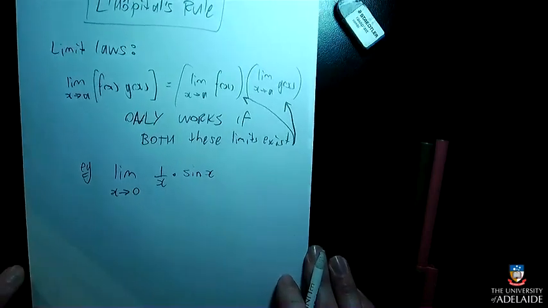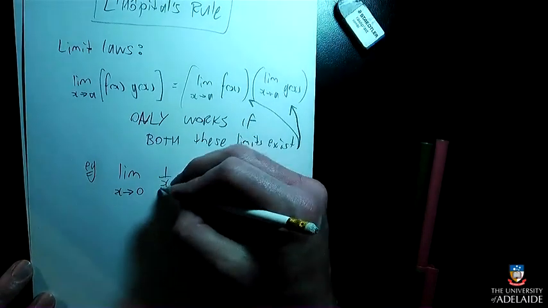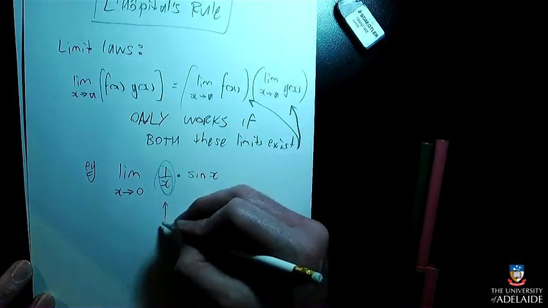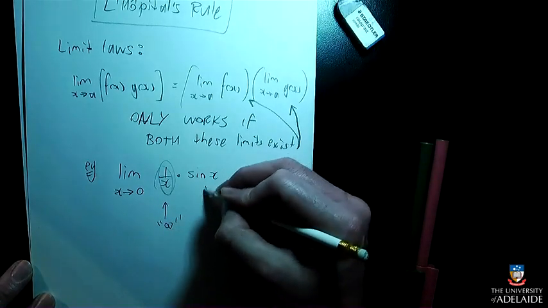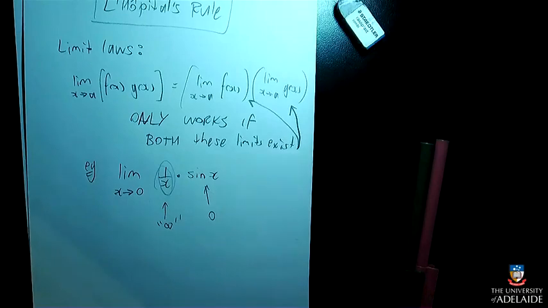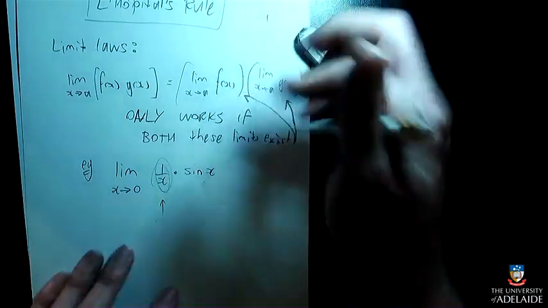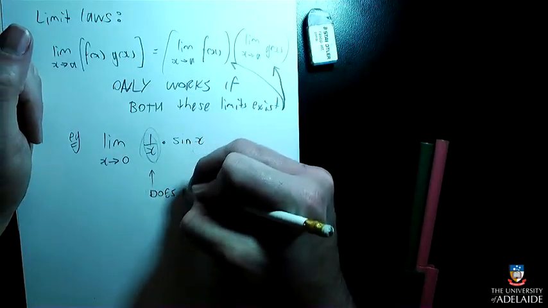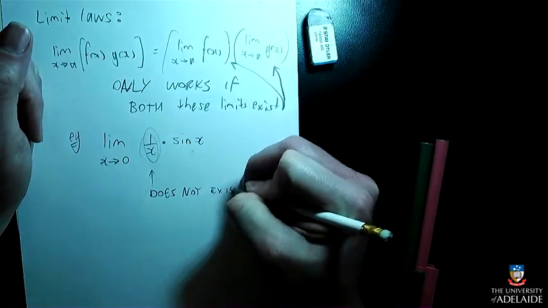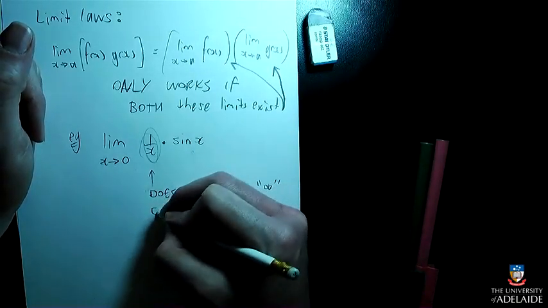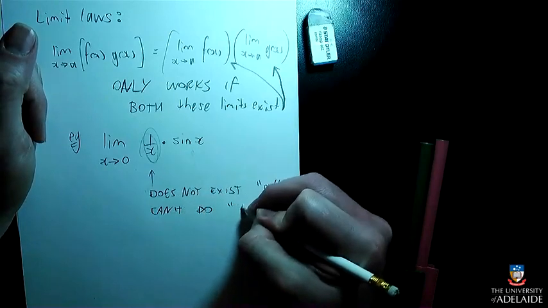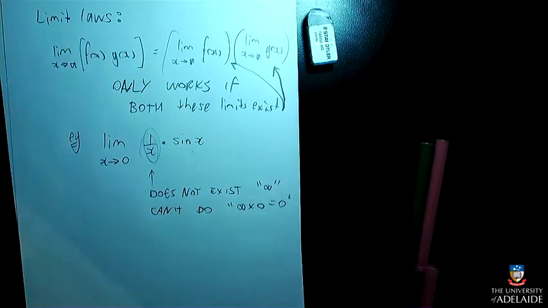you can't go, oh, okay, the limit of this is infinity, and the limit of this is 0, and therefore it's infinity times 0, and the answer is 0. You can't do that, because you can't do the limits separately unless they both exist. So this limit here doesn't exist. It's sort of infinity, so we can't do infinity times 0 equals 0. That's not how it works, unfortunately.